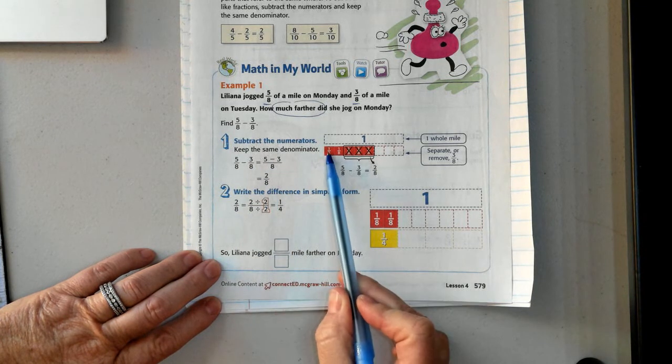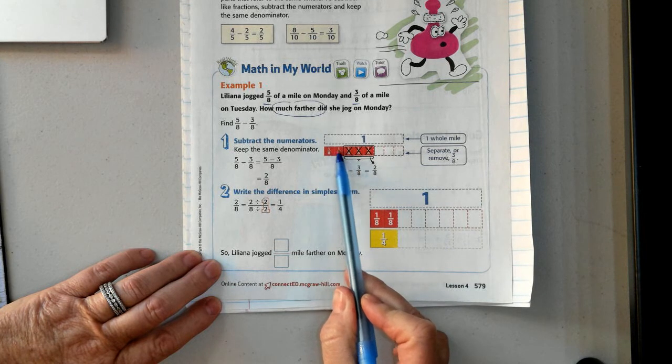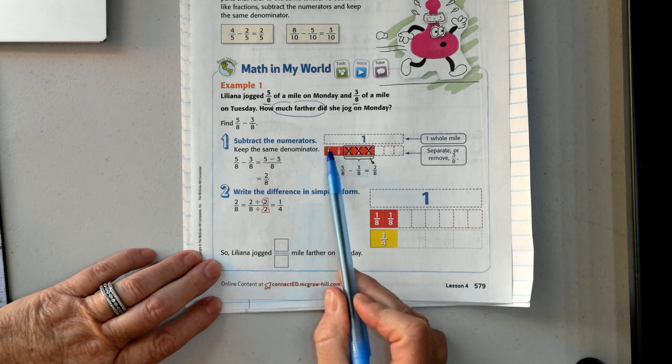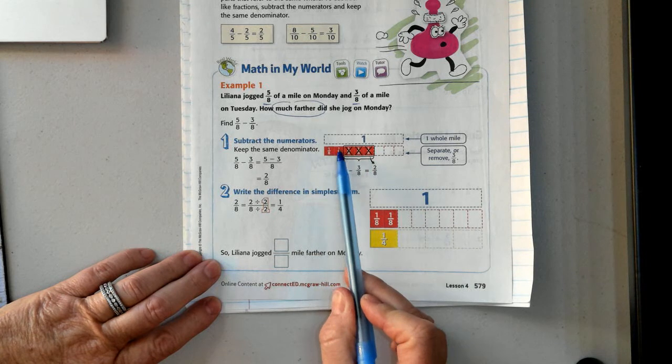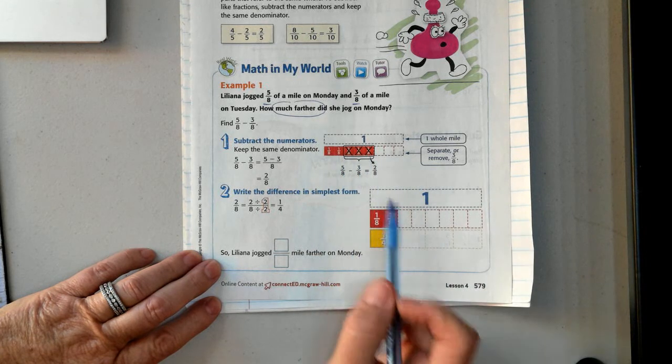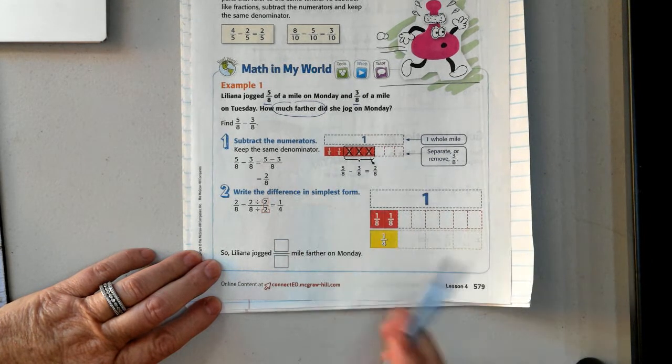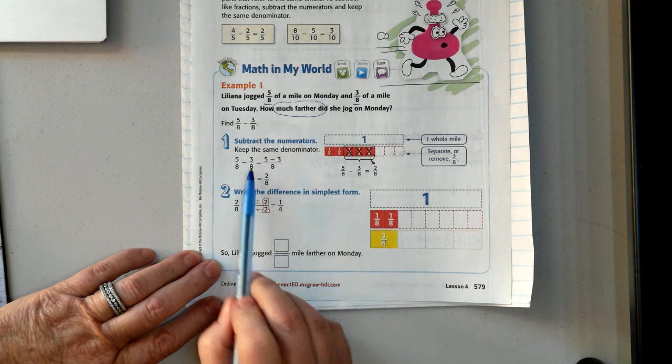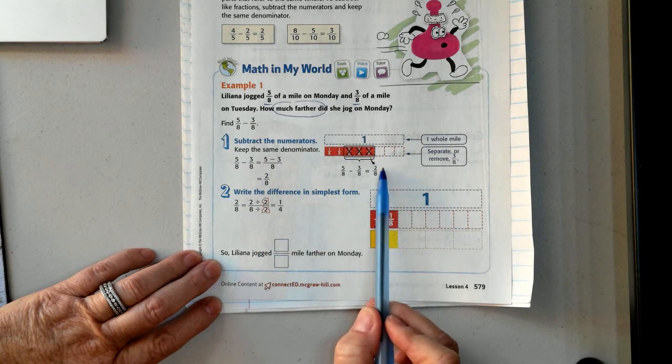They've shown us here with models because they put 5 unit fractions here. 1, 2, 3, 4, 5. They've crossed out the ones that we're subtracting, which is 3/8, and we've gotten 2/8.